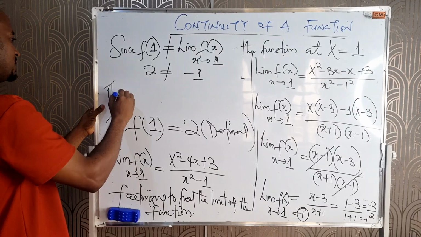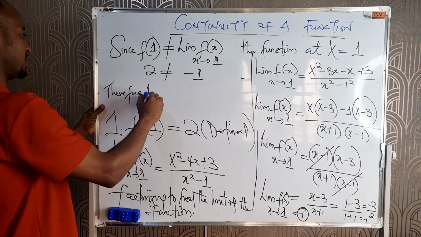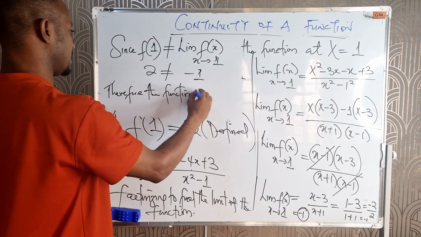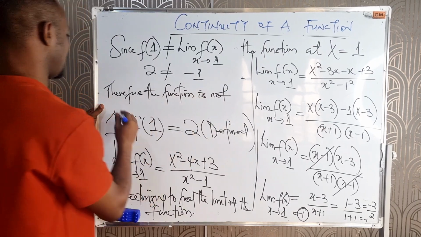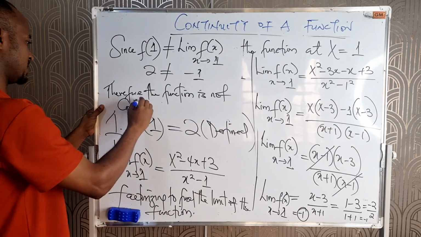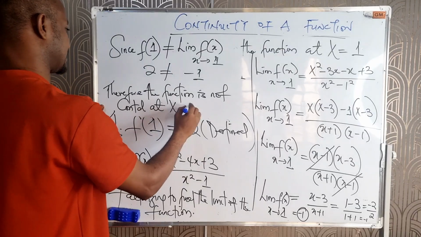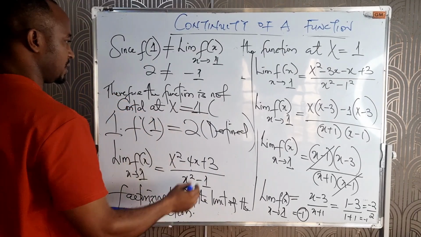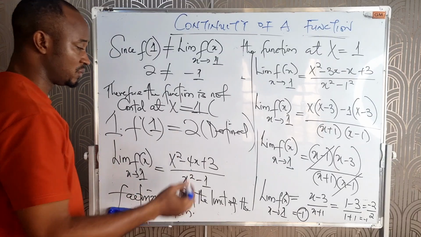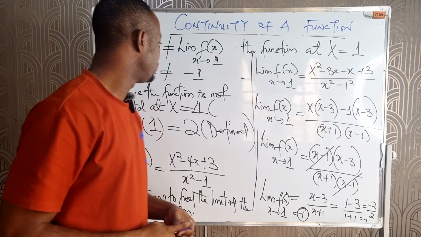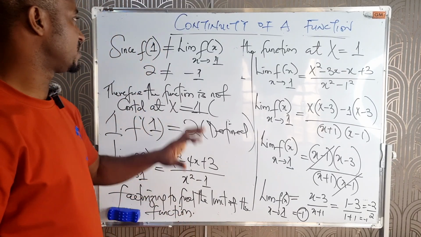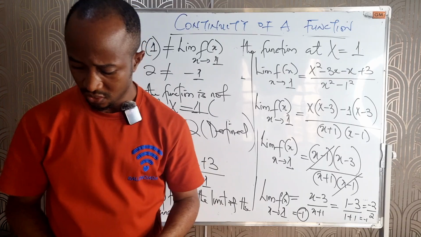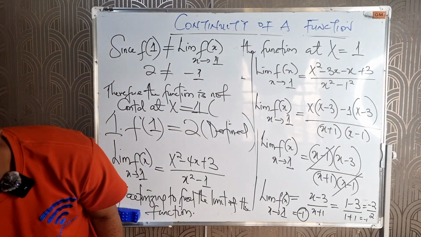Therefore, the function is not continuous at x equals 1. We call this a removable or a hole discontinuity, because f of a is not equal to the limit of f of x. It's called a hole or a removable discontinuous function.